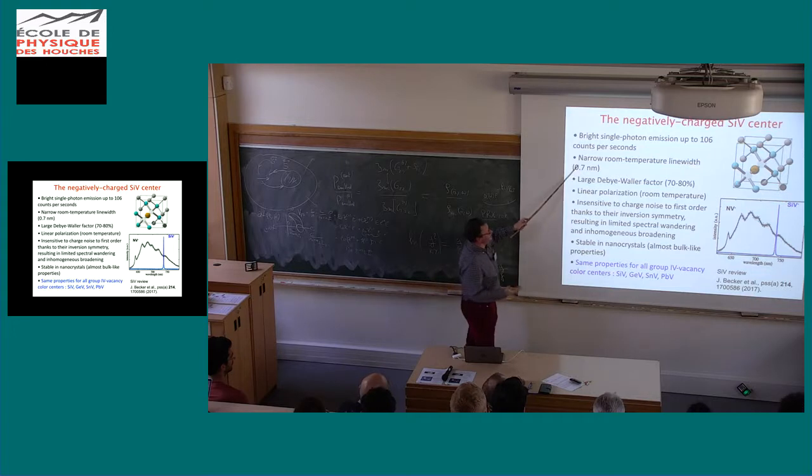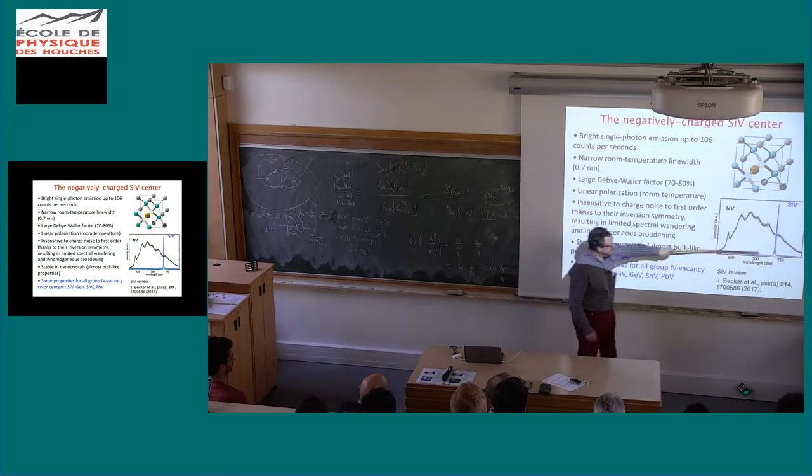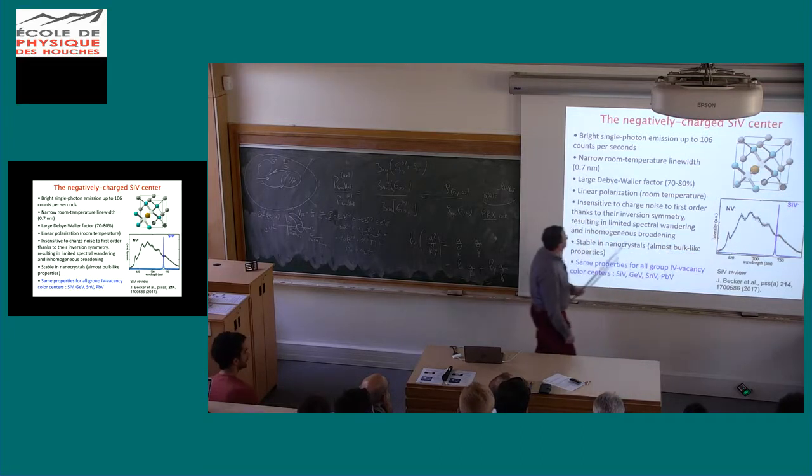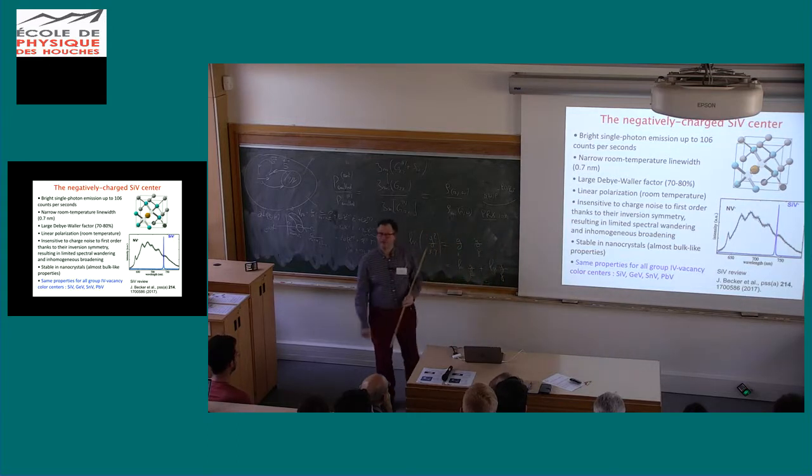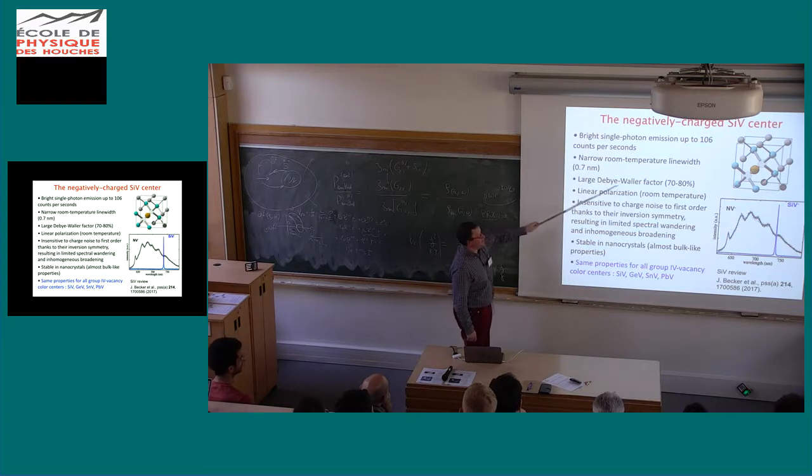And the main feature that you see here is that even at room temperature, there is a very, very strong difference in the two luminescence spectra. We have a narrow room temperature line width. The line width at room temperature is below 1 nanometer. And a very large Debye-Waller factor.